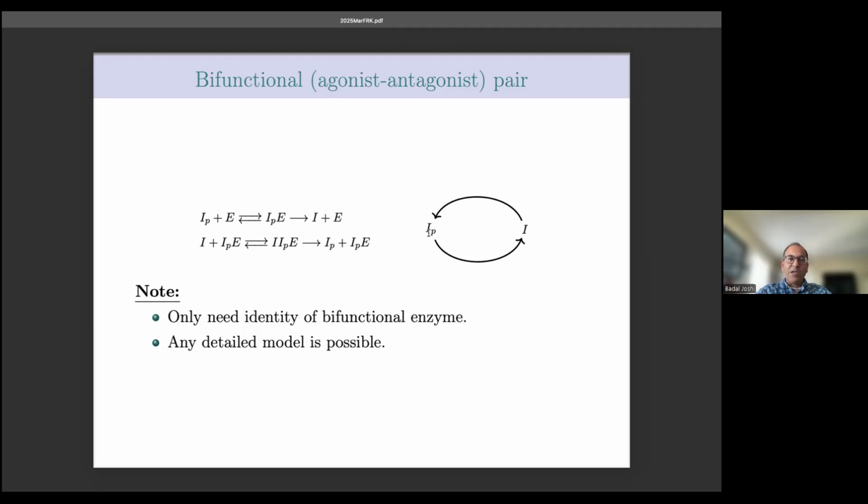Okay, so in order to establish what is a bifunctional pair, I only need the identity of the bifunctional enzyme, nothing else. So I need the skeleton and I need the identity of the bifunctional enzyme. I don't need to know the detailed model. That is important to note here, right? So even though I used a detailed model as an example, I just need to know that this is a bifunctional pair. I don't really need to know the details. Here, the detailed model could actually be something else or could be much more complicated.